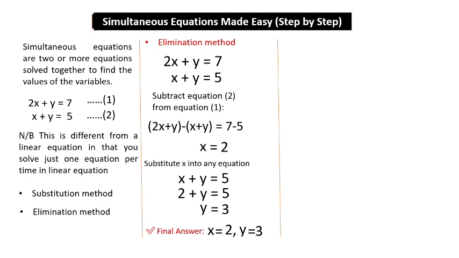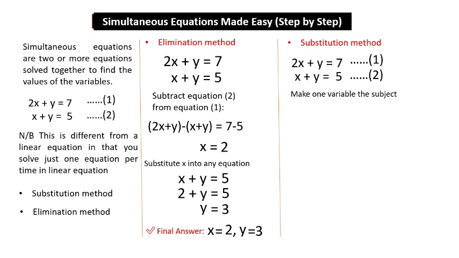I hope this is quite understood. So this is how to use the elimination method in solving simultaneous equations. Let's solve this same equation with the substitution method. In the substitution method, the first thing you do is make one variable the subject of the formula. Let's use equation 2 to make y the subject of the formula. Equation 2 is x plus y equals 5.